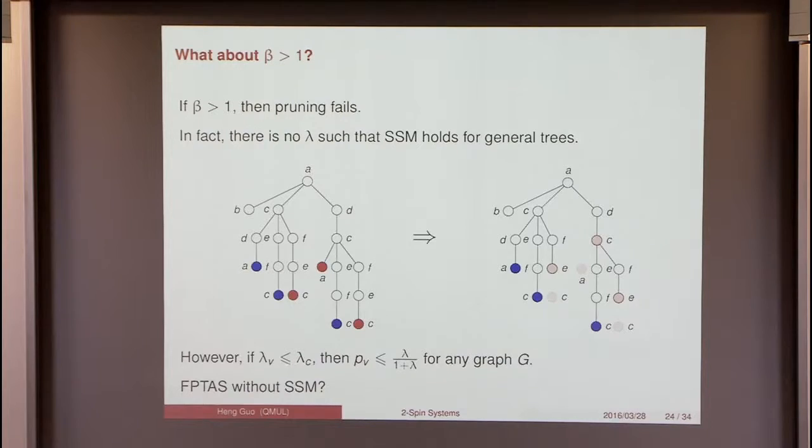But we do have an observation that if lambda is less than this critical lambda c, then the marginal probability for any graph, any vertex, is less than or equal to lambda over 1 plus lambda. So in some sense, for any graph, if we look at any vertex, they are always leaning towards the good spin, if this condition holds. It's just that when we do the self-avoiding walk tree construction, we need to do this telescoping product, and we artificially create a lot of red pinnings, which cause a problem. So the open question is: can we get an FPTAS without this strong spatial mixing condition?